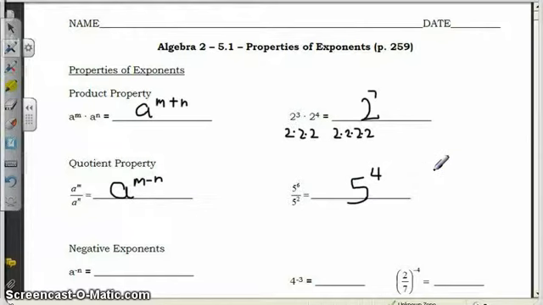And again, we can think of it the long way. If I have 5 times 5, 6 of them on the top, and then 5 times 5, 2 of them on the bottom. This one cancels with this one cancels with this one, and that's why I have 4 left over.